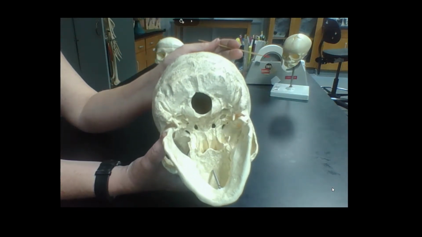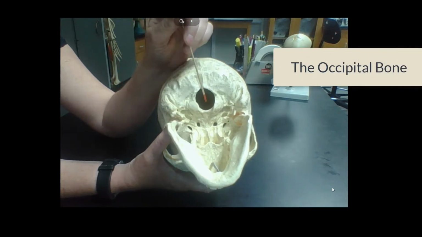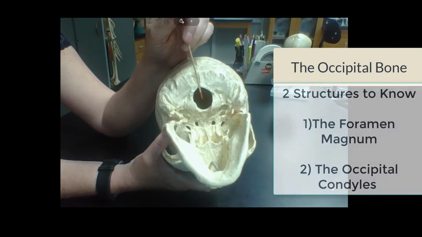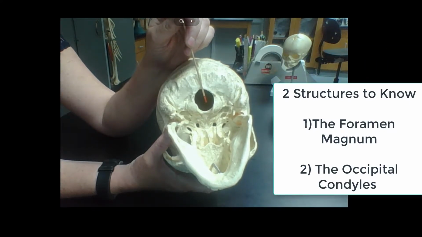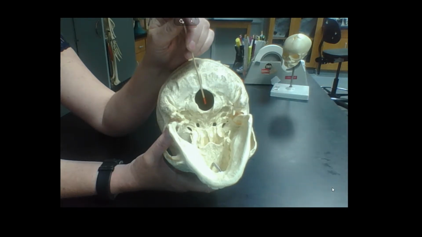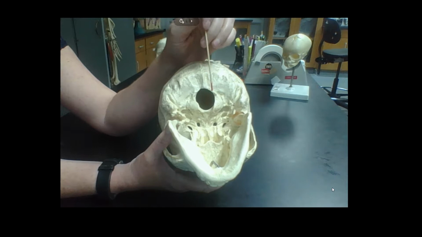Okay. There are two more structures you need to know associated with the occipital bone. This hole here, this is the foramen magnum, meaning large hole. This is the hole that your spinal cord travels through. Foramen magnum. So this would be the foramen magnum of the occipital bone.